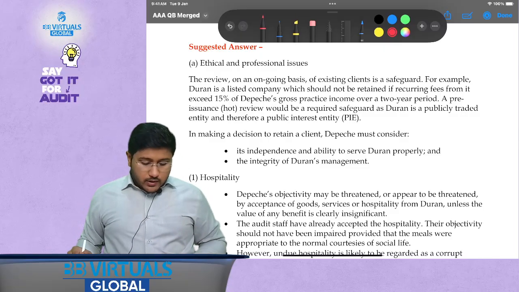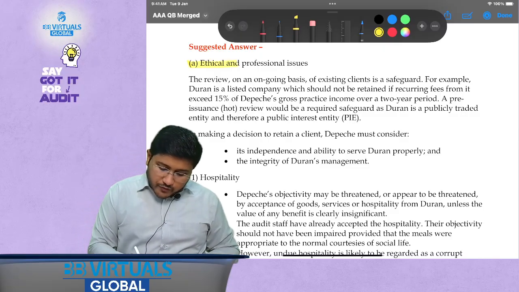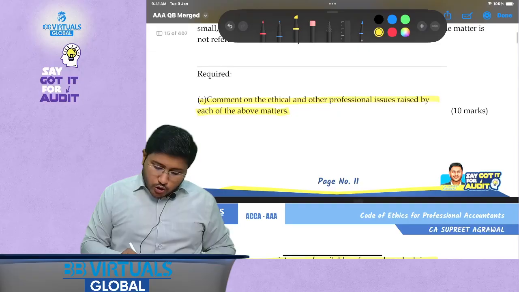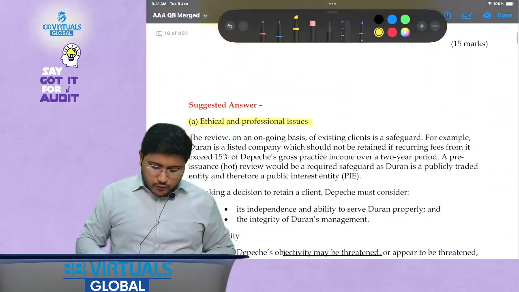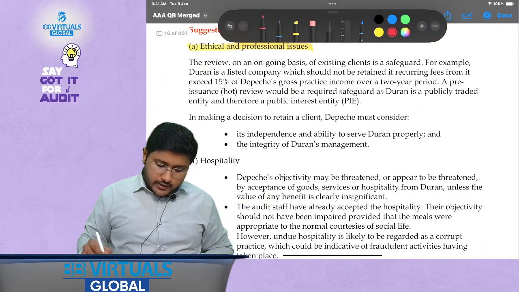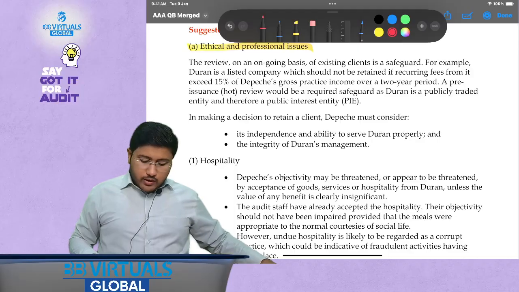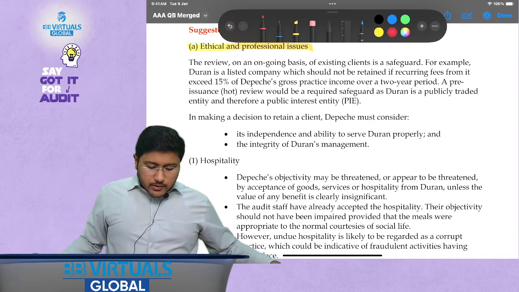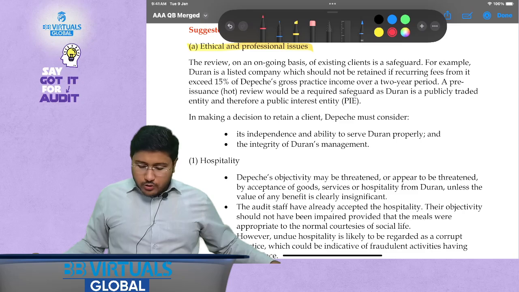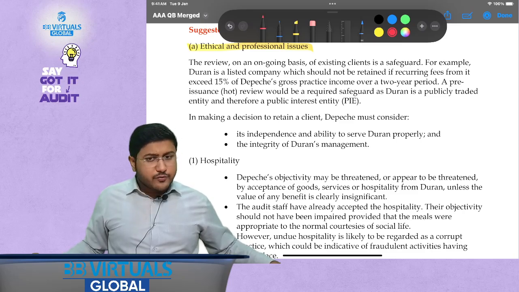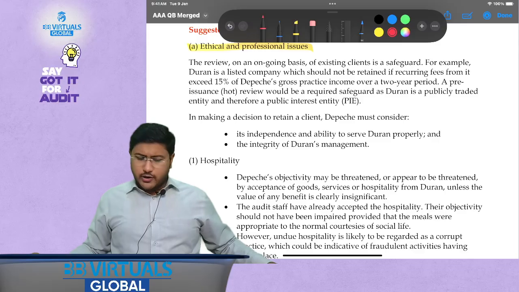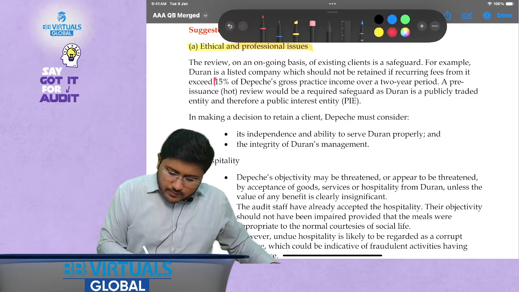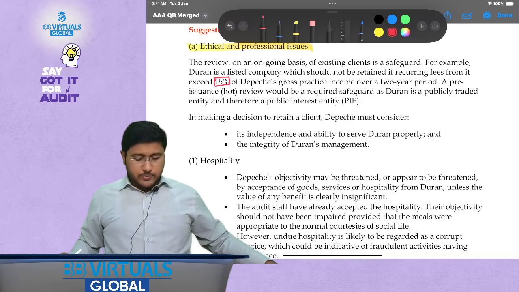So number 1 is ethical and professional issues. What is the question? Comment on the ethical and professional issues that we have already discussed. So we can read it directly. The review on an ongoing basis of existing clients is a safeguard. For example, Duran is a listed company which should not be retained if recurring fees from it exceed 15% of gross practice income. This we have already discussed, right? For listed companies it is 15%, for non-listed, for non-PIE, it's 30%.